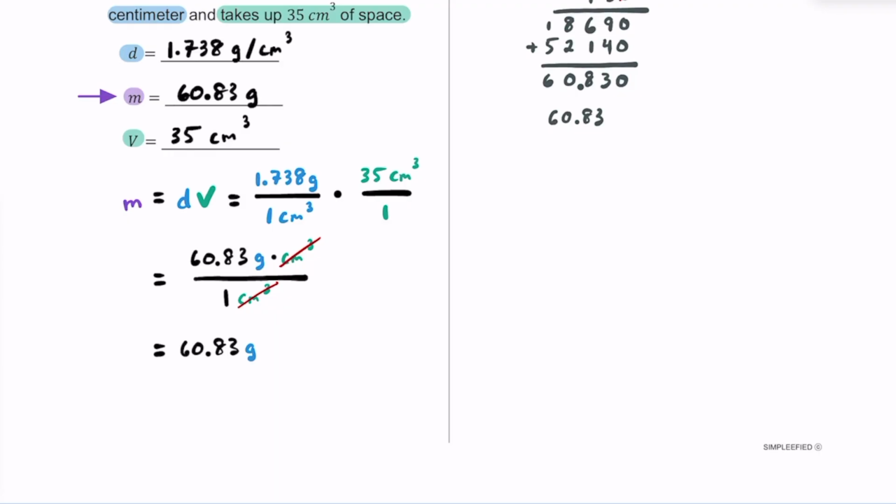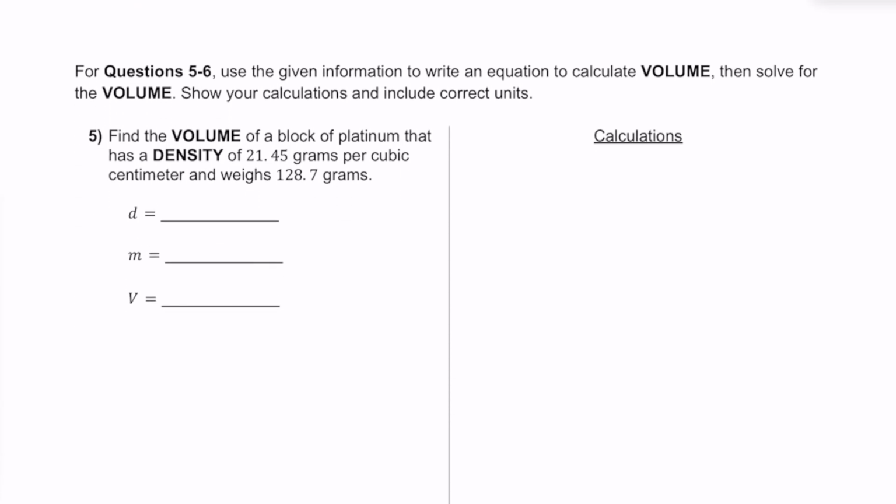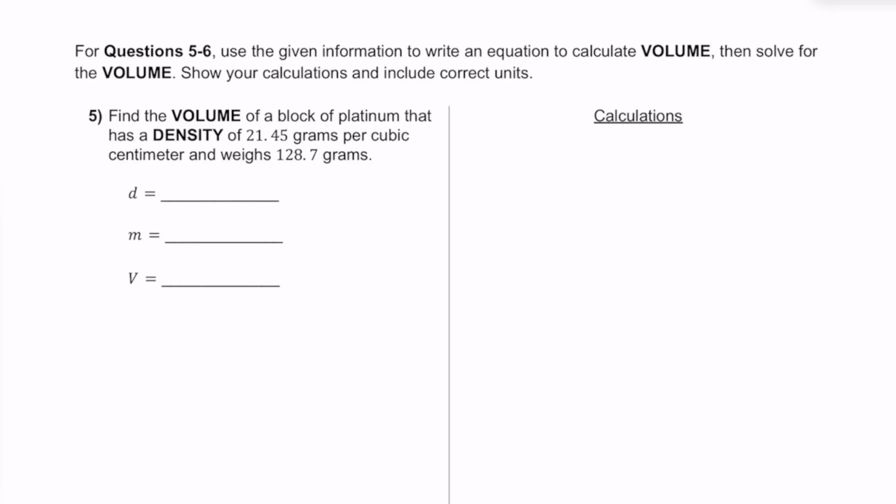All right, so we did 2 practice problems where we solved for density. Then we just did 2 practice problems where we solved for mass. Let's do 2 more here, but this time let's solve for volume. That means we must know what the density and the mass are. You can see here that we know the density is 21 and 45 hundredths grams per cubic centimeter, so go ahead and write that in. And we're told how much it weighs, so we know the mass is 128 and 7/10 grams.